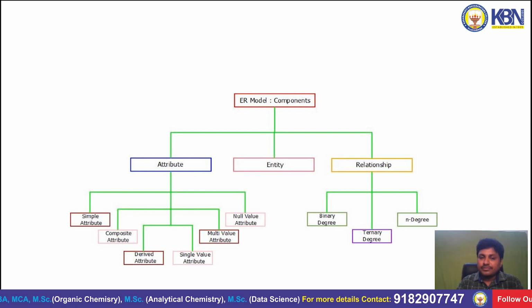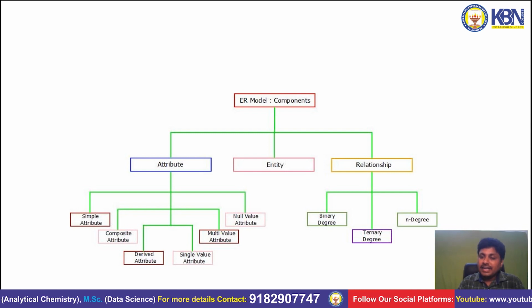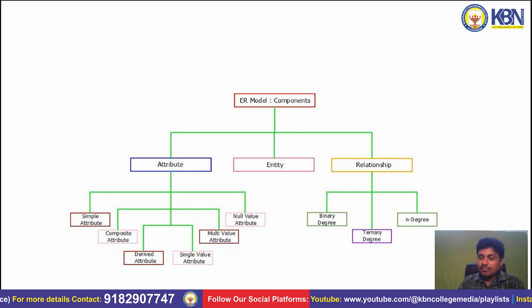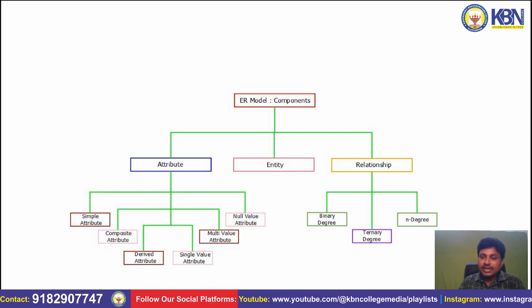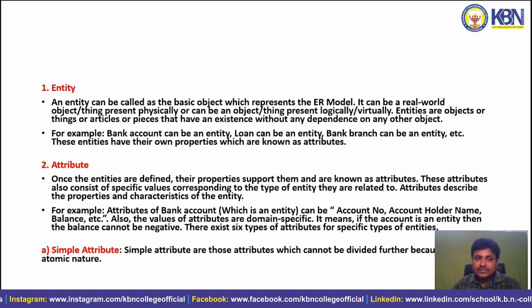What is an attribute? An attribute is one of the properties of an entity. What is an entity? An entity is something that physically exists in the real world. For example, student is one entity and bank account is another entity. These are different types of entities. An entity is the basic object that is represented in the ER model. In the real world, for example, a bank branch can be an entity.